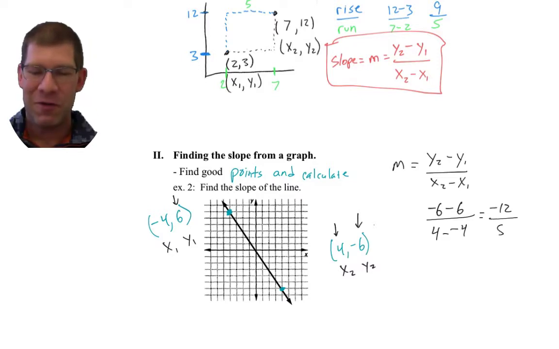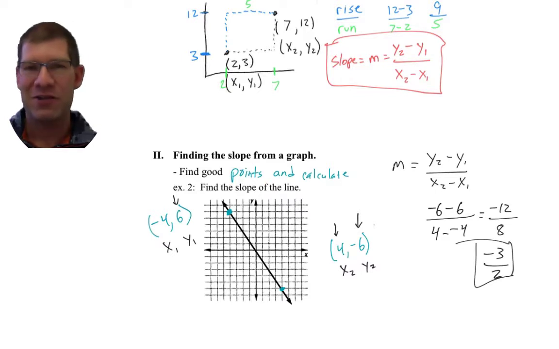4 minus a negative 4 is a positive 8. So both of those I could divide by 4. When I do that, I get a negative 3 over 2. Often they'll leave slopes as a fraction, so negative 3 over 2, but you could also say negative 1.5 and get full credit. So that's kind of how to get it from a graph, just find some points.